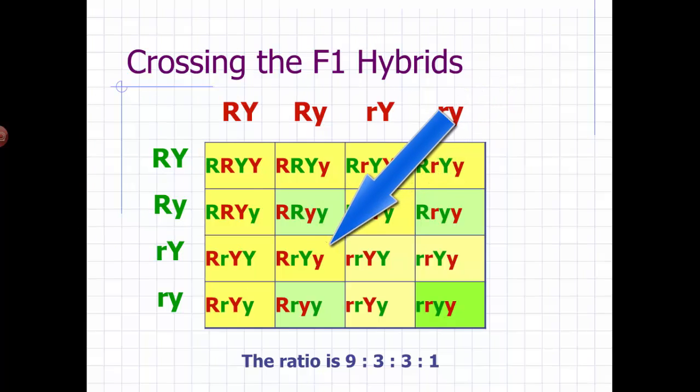There's sort of a yellowish color that represents at least 1 capital R and 1 capital Y. When we put them together, that means they will have the dominant phenotype for both of those traits. They'll be round and yellow seeds. We've got 9 of those.